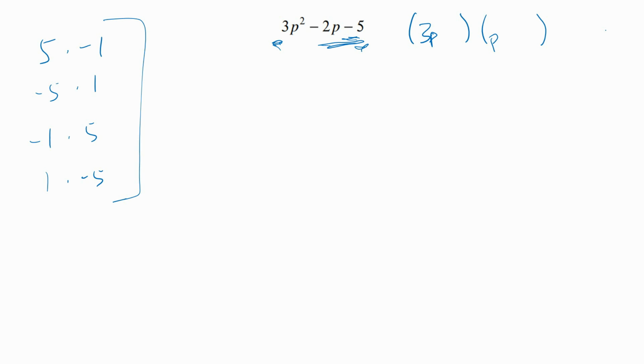So I'll start with the first one. That's a +5 and a -1. So I'm going to write (3p + 5)(p − 1), and I'm going to FOIL it out and see what I get. If this is right, we'll get what we started with, the quadratic there.